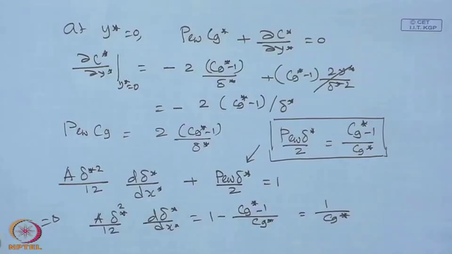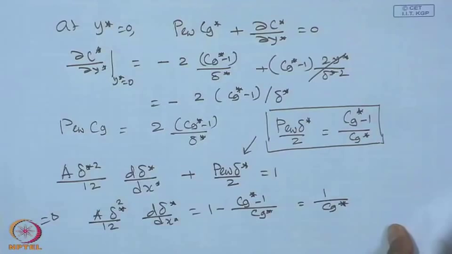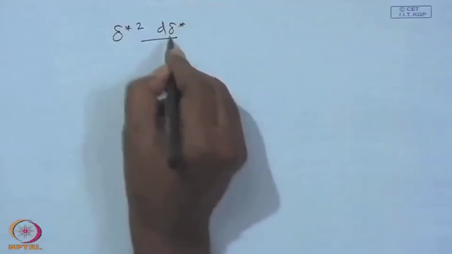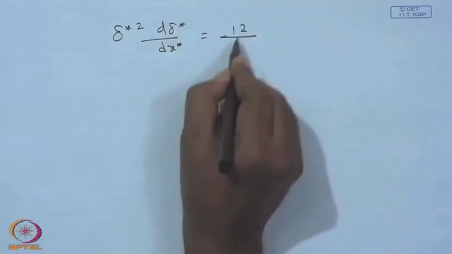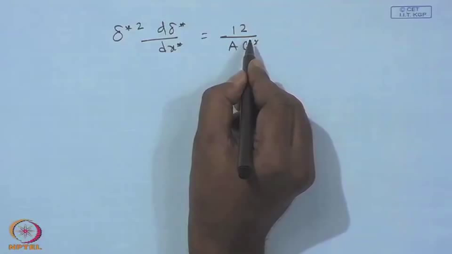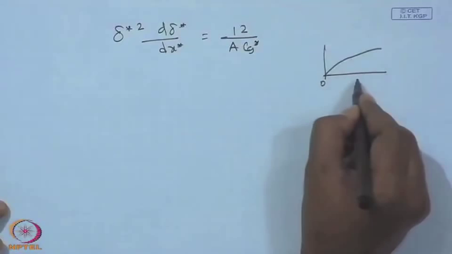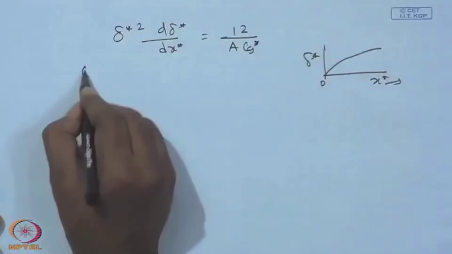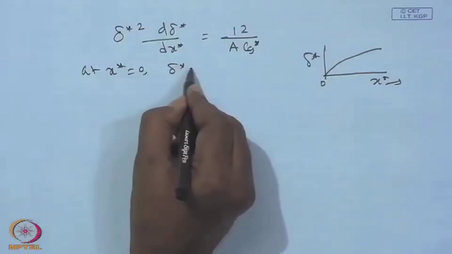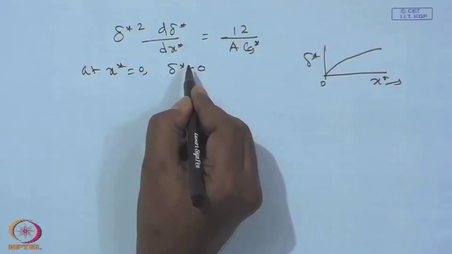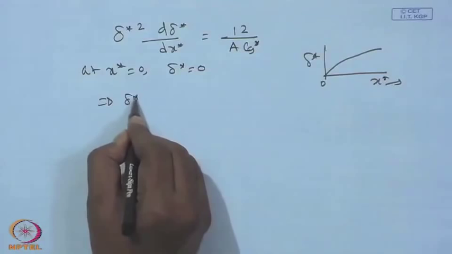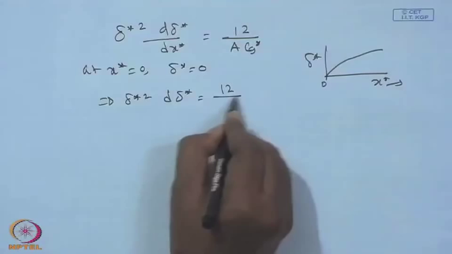So, the governing equation of delta star square will be nothing but delta star square d delta star d x star is equal to 12 a c g star. So, we carry out the integration and integration will be from 0 to let us say x star in this and delta star will be here. So, at x is equal to 0, my delta star is equal to 0. So, with this we evaluate the boundary condition and we will be getting that delta star square d delta star is equal to 12 by a c g star d x star.